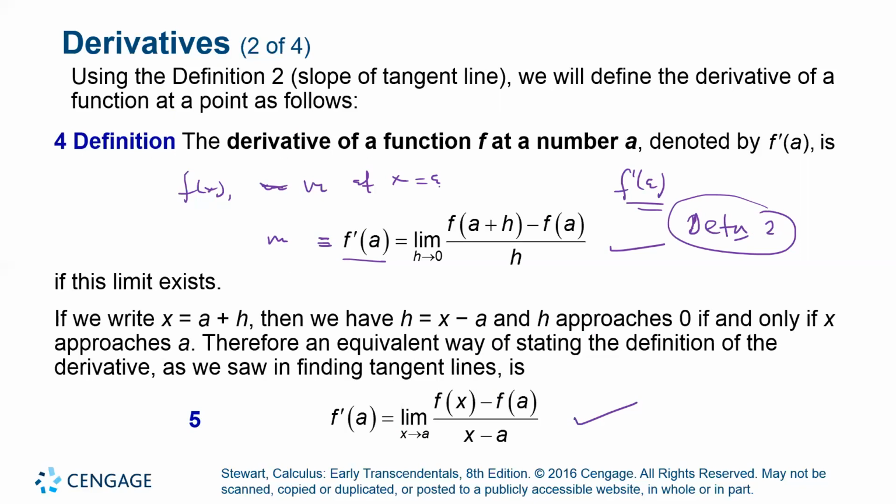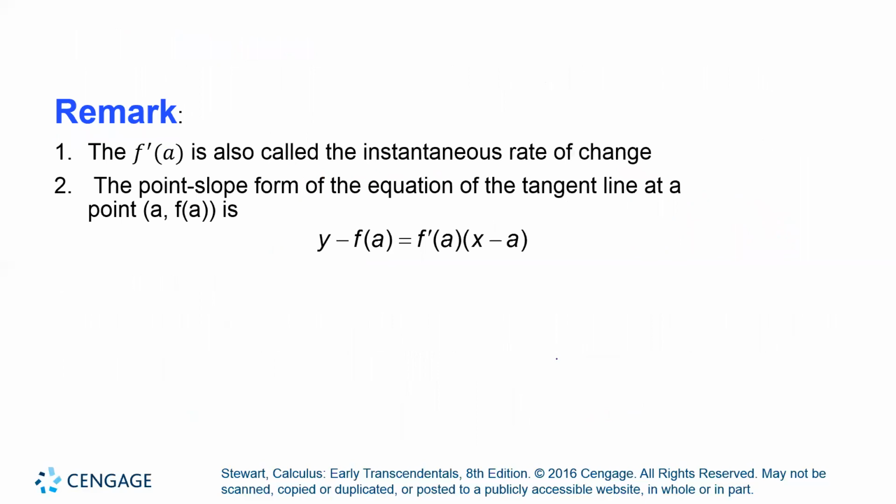So we can have both definitions to solve a problem. We're going to pick one problem and do it using both definitions. I'll use this one and then the other for the next example. But let's have this remark. Notice that f prime at a, the slope of the tangent line at a, is also called the instantaneous rate of change.